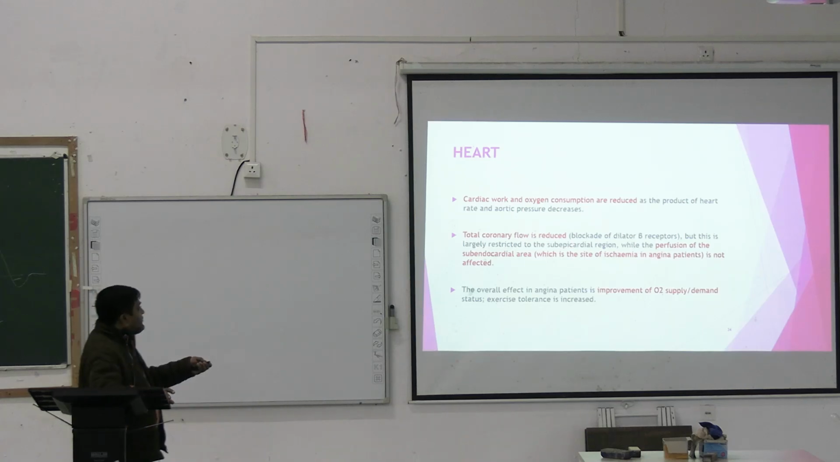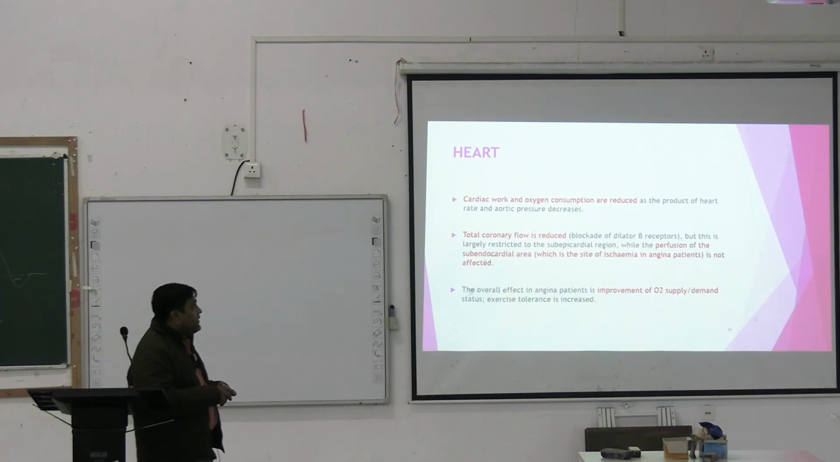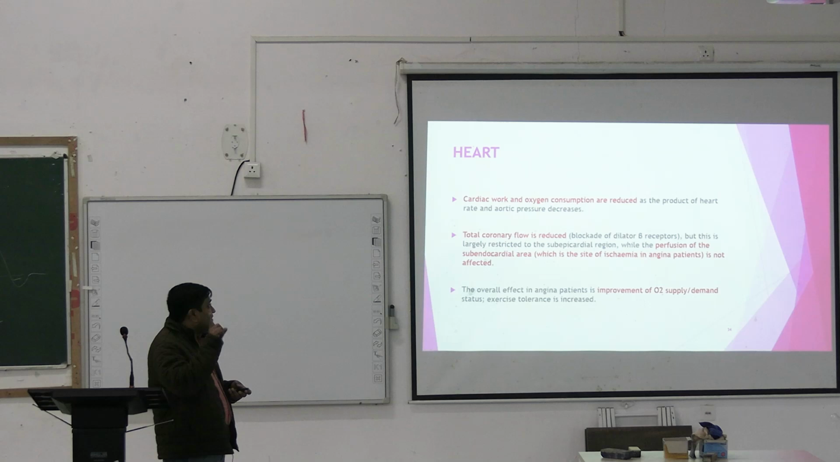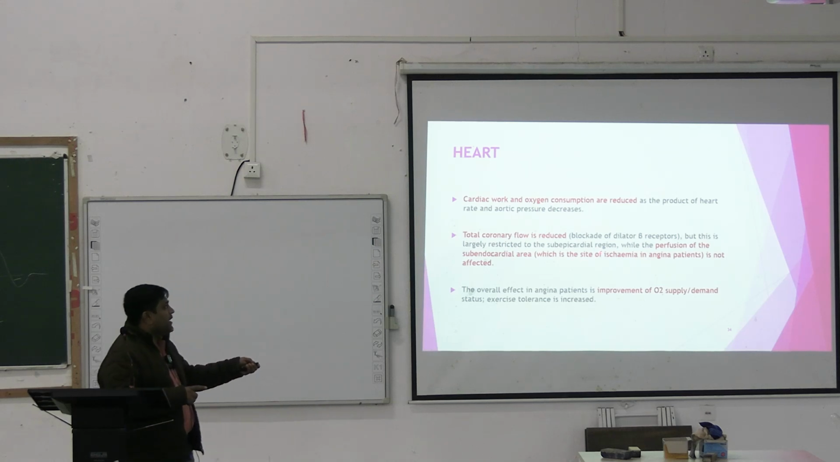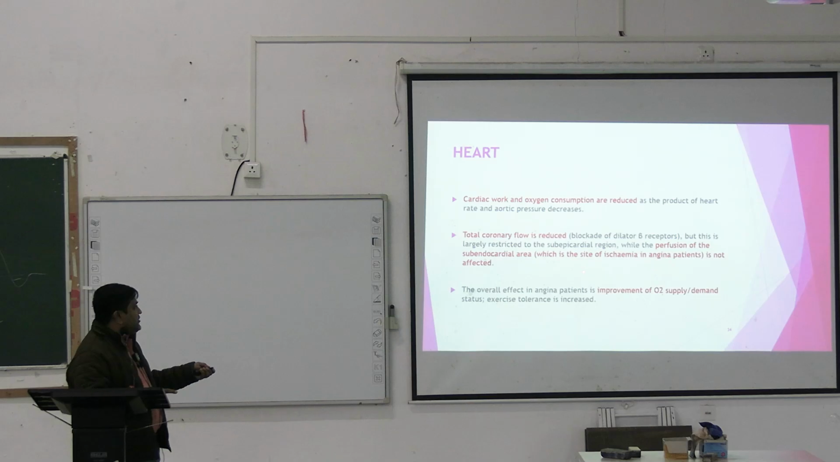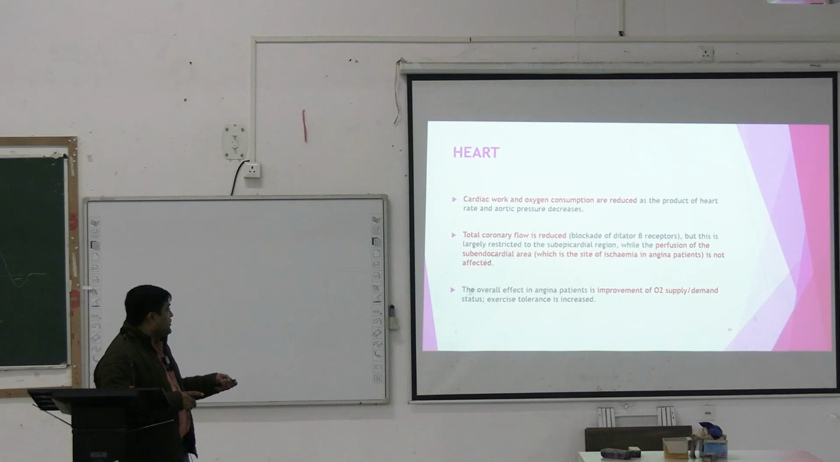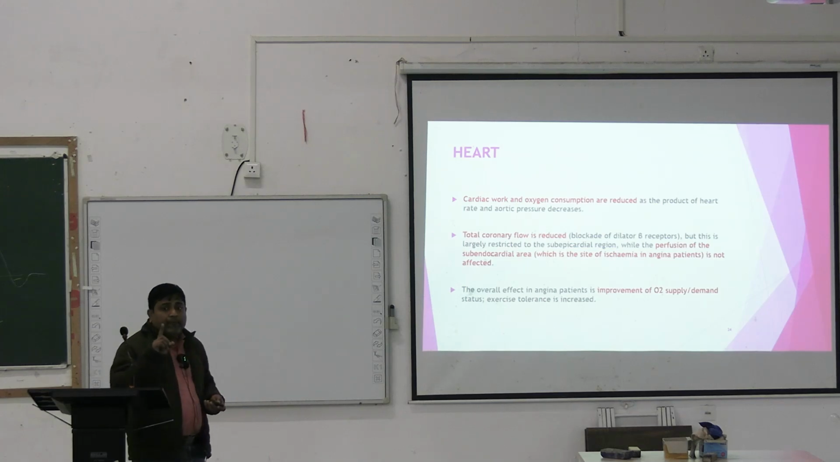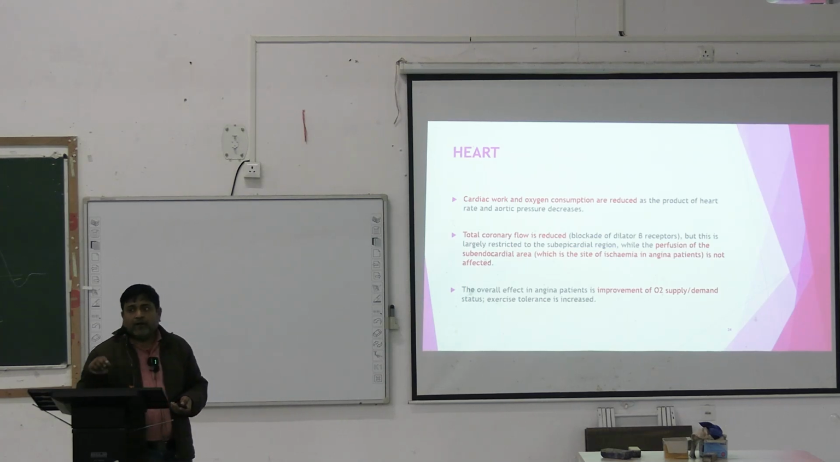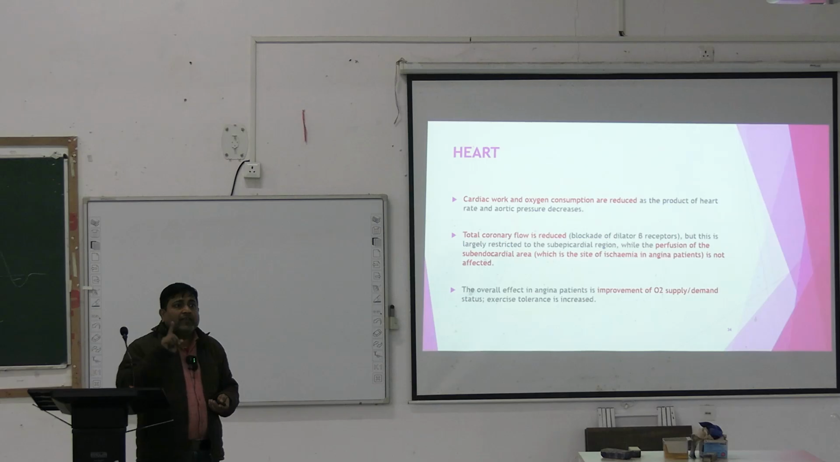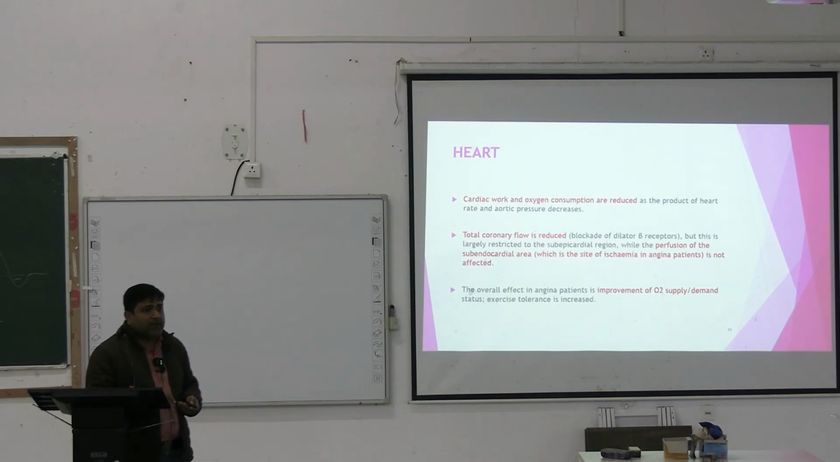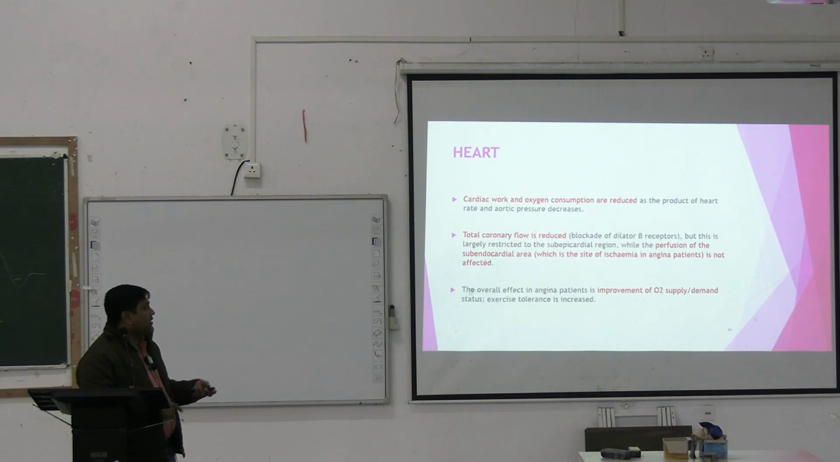Total coronary flow is reduced because of blockade of dilator beta receptors, but this is largely restricted to the subepicardial region, while the perfusion of the subendocardial region, which is the site of ischemia in angina pectoris, is not affected. So the overall effect is improvement in oxygen supply and demand. Beneficial effect in the patients of stable angina pectoris. They increase the exercise tolerance.